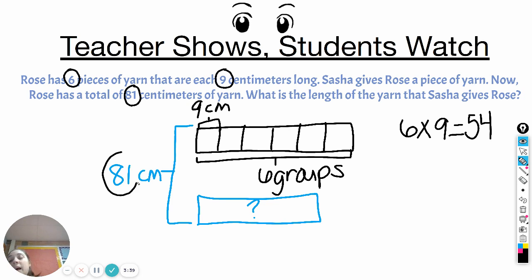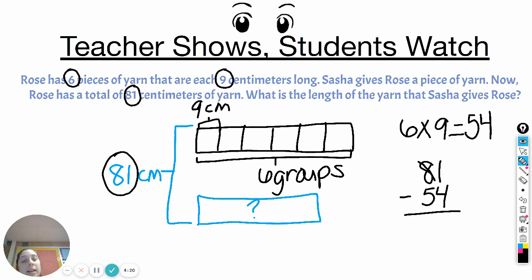We know that she ends up with 81. So what we need to do is figure out how much this blue piece is. So we're going to take the 81, and if we subtract the yarn that we know she has already, that will tell us what is left, or what this piece must be. Okay, so first, step 1, start in the ones. 1 minus 4. If I have 1, I can't take away 4, so I have to borrow.